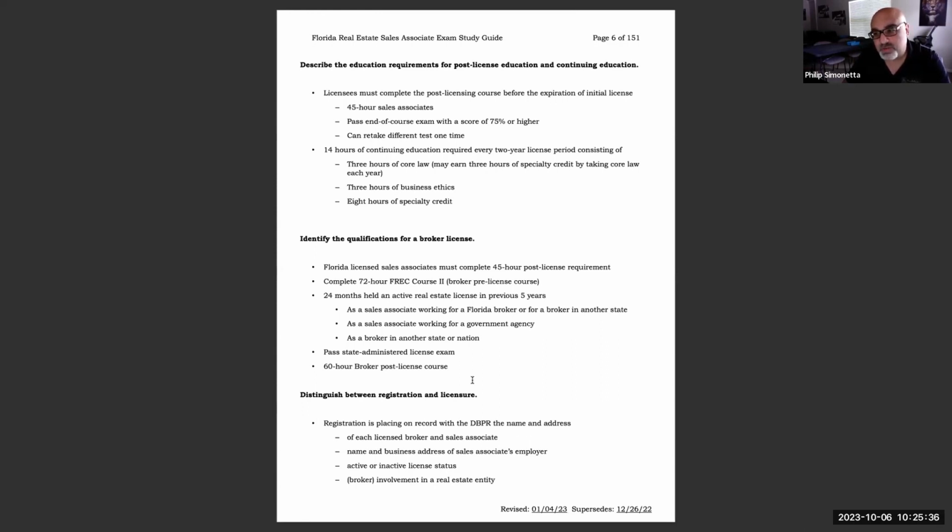The 3 partners who are not licensed have to be registered with the DBPR, with the state. So even though they're not licensed, they still must be registered. Do you understand that?